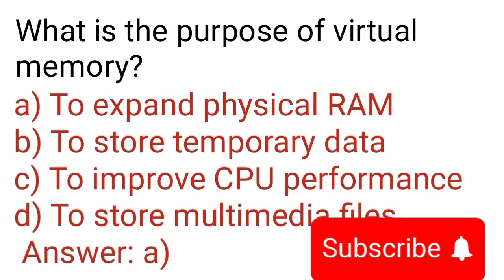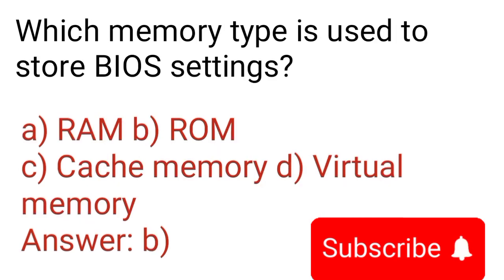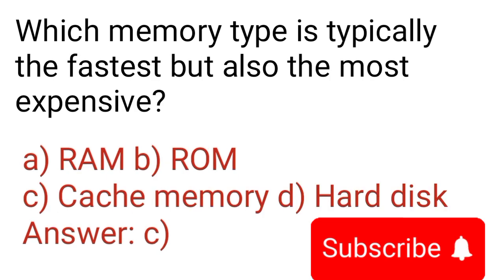Another objective question: what is the purpose of virtual memory? To expand physical RAM. The main purpose of virtual memory is to extend the physical RAM. What type of memory is used to store BIOS settings? Cache memory is used to store BIOS settings. BIOS means basic input output system.